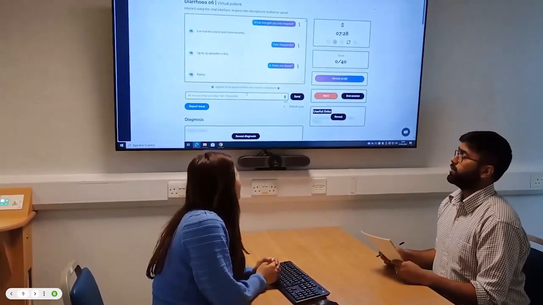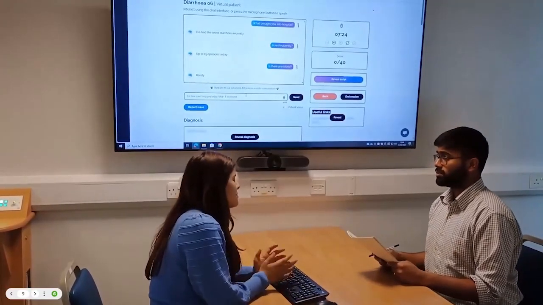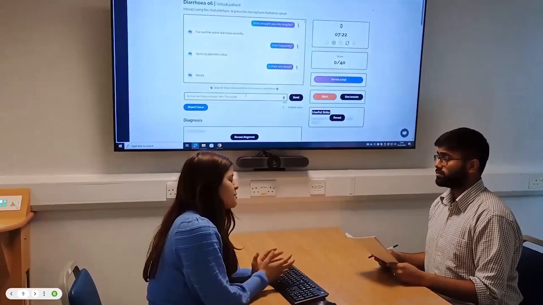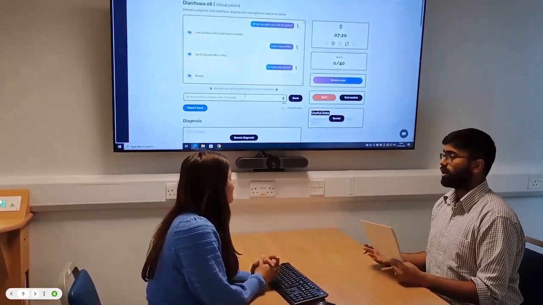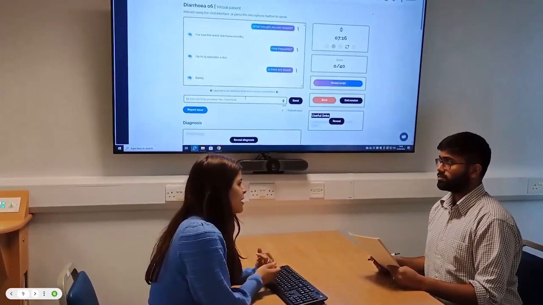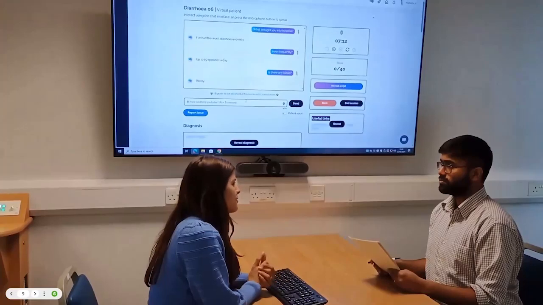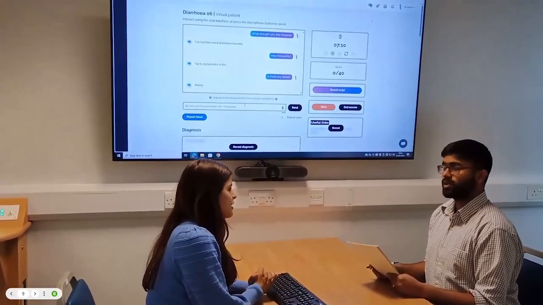So based on your history, what is your main diagnosis? My top differential is Crohn's disease or inflammatory bowel disease. And how would you like to investigate? I would like to do some bedside tests such as blood pressure, urine dip, LFTs, and then I'd like to do a colonoscopy, which is the gold standard for diagnosis.